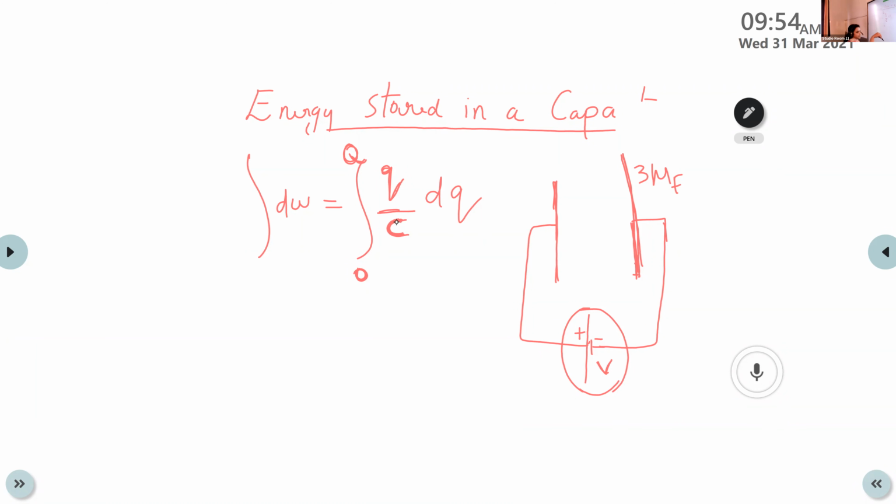We can take it outside. And the integral of the derivative of a function is that function itself. So it becomes W is equal to, since the capacitance value is a constant, it is 3 microfarad. Here, we just suppose that. So we can take it outside. So it becomes 1 by C into integral 0 to Q, q dq. Since the value of capacitance is a constant, we take that capacitance outside.